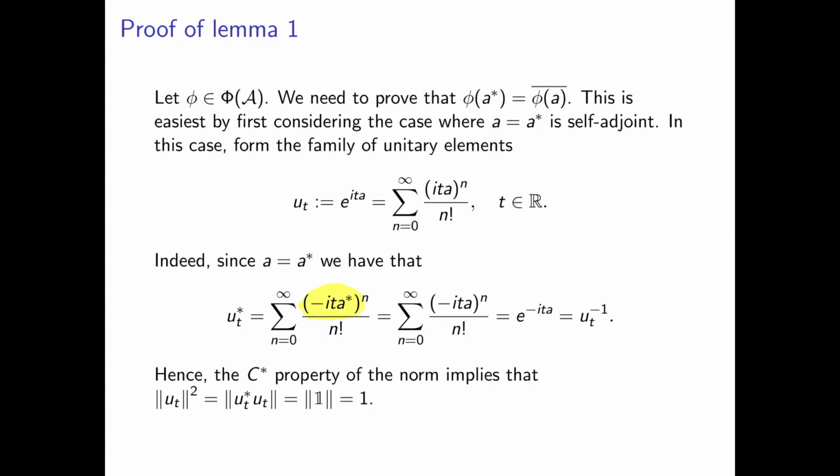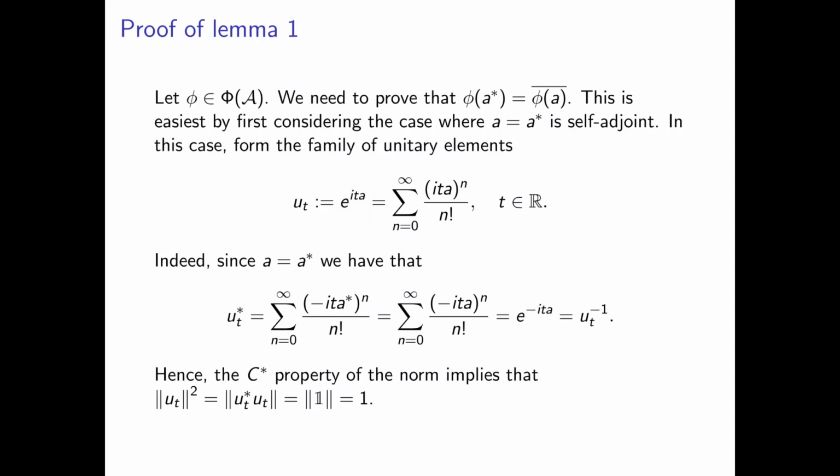That is, you take the star of these terms, and since a star is equal to a, we get that this is in fact by definition equal to e to the power of minus i times t times a. But this is just the inverse of what we started with. And this is something that you need to know, the complex exponential function in the case of general Banach algebras, but this is a well-known result, that the inverse of u_t here is simply this element here.